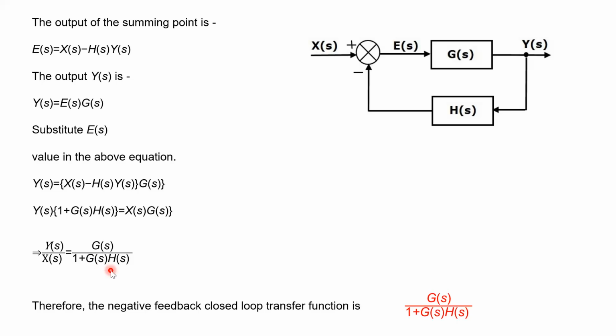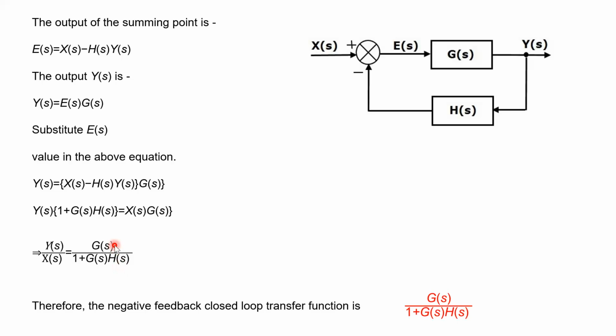Now whenever output is divided by input, it gives the transfer function. It is nothing but the transfer function of the whole block. So if you divide y of s by x of s, you get the transfer function of the whole system. So the transfer function of this whole system is g of s divided by 1 plus g of s into h of s.